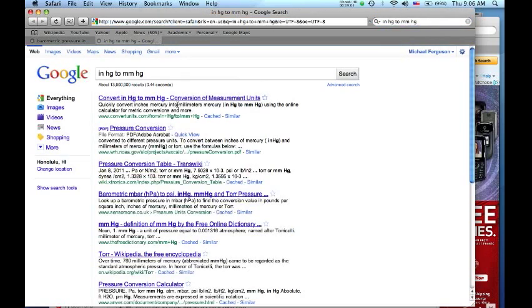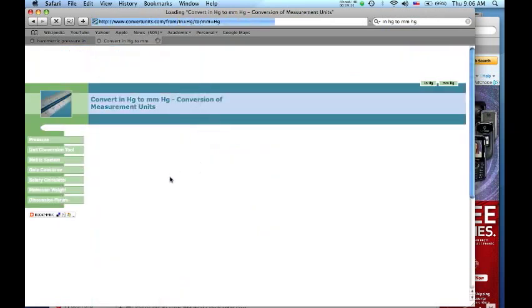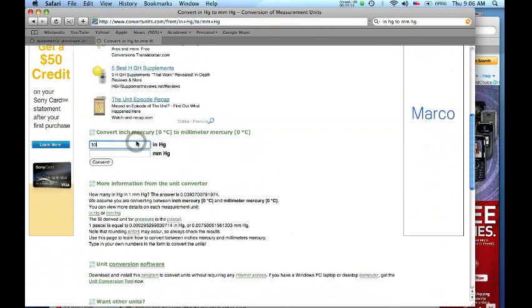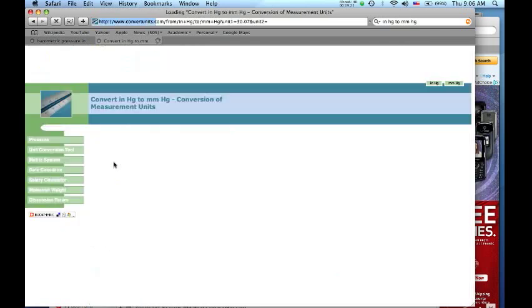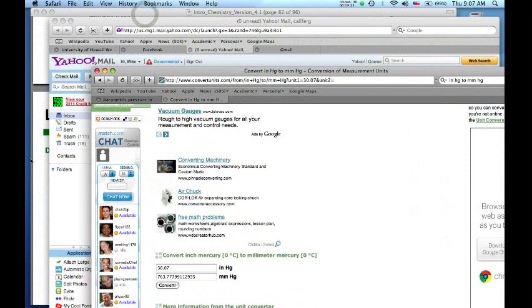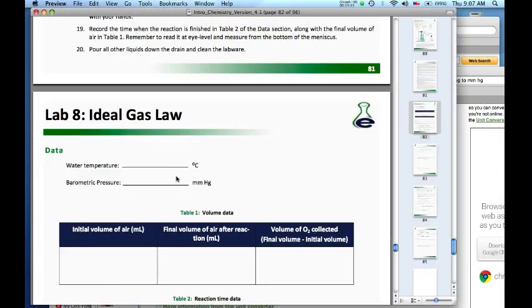Actually, you can just convert inches of mercury. You can type in 30.07, and convert it to 763 millimeters of mercury. This thing's not liking me today. Right now there's a little bit of a high pressure system, and that will go back to here. And there are 760 millimeters of mercury in an atmosphere.